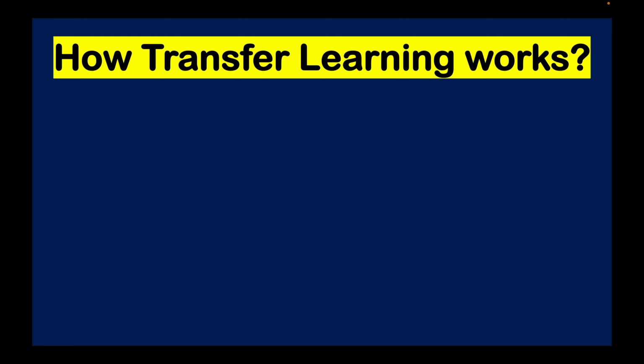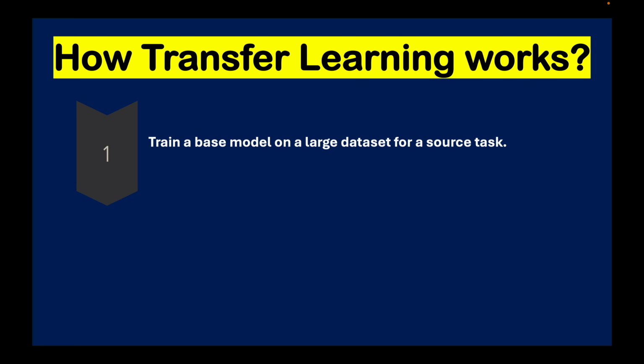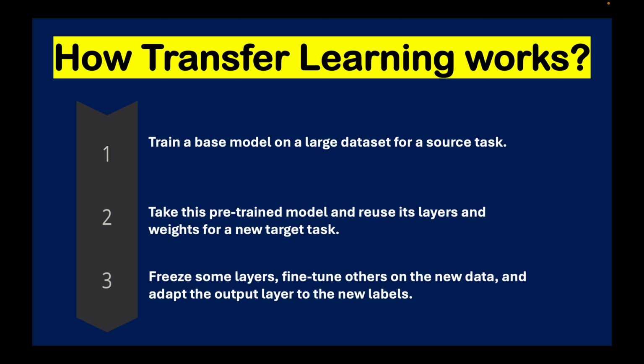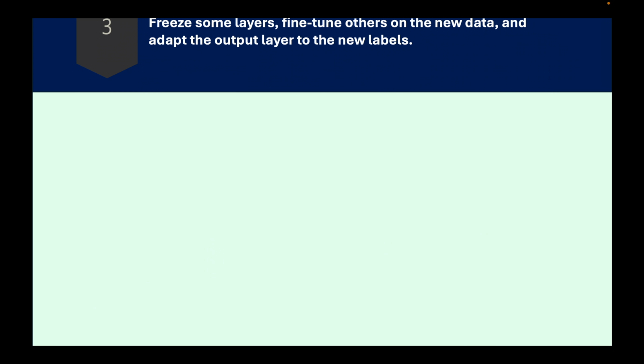How does transfer learning work? The mechanics of transfer learning is like this. First, train a base model on a large dataset for a source task such as ImageNet classification. Second, take this pre-trained model and reuse its layers and weights for a new target task. Third, freeze some layers, fine-tune others on the new data, and adapt the output layer to the new labels. So this is how transfer learning works.